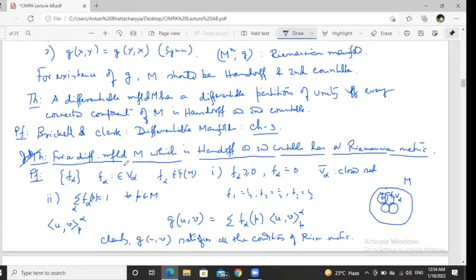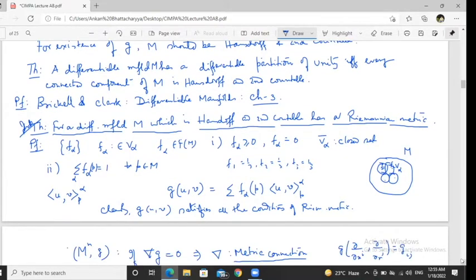In each neighborhood V alpha, if we take the inner product in this way, then g_UV is defined with this f_alpha p_UV alpha. In this way, we get the Riemannian metric on a Riemannian manifold. So this partition of unity helps us to get the Riemannian metric: g_UV equals the summation of f_alpha p_UV. So clearly g_UV satisfies all the conditions of a Riemannian metric. The three conditions we can easily verify.